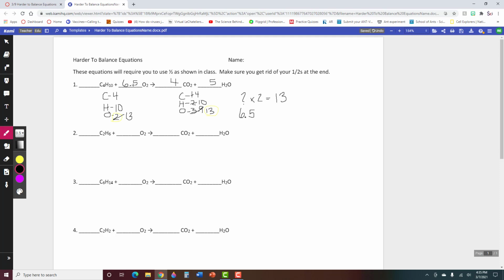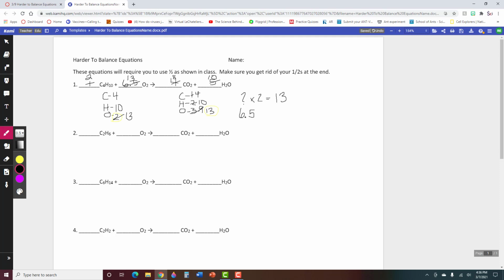So the way you fix this problem is you go through and you multiply all of your coefficients times 2. And that will get rid of your weird problem here. So let's say that there was a 1 here, even though, like I said, chemists don't put the 1. So you multiply this times 2, and this gives you 2. And this one you multiply by 2, and this gives you 13. And this one you multiply by 2, and this gives you 8. And this one you multiply by 2, and this gives you 10. Okay? So then it's balanced, and I fixed my problem.